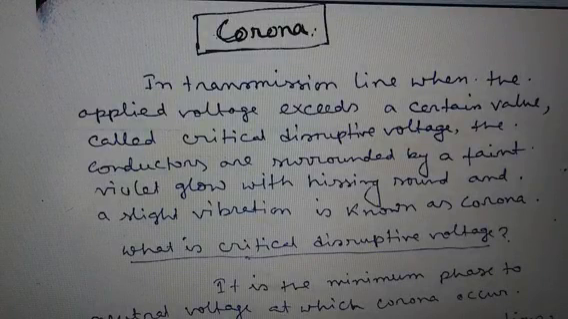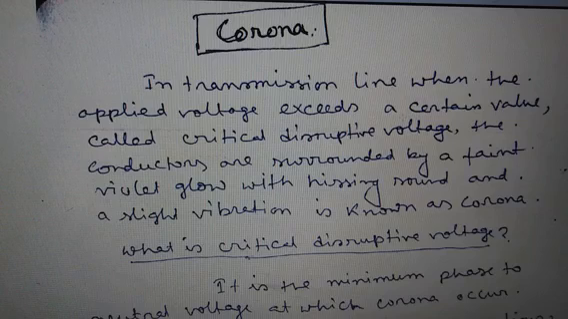My today's topic is corona. In a transmission line, when the applied voltage crosses a certain value called the critical disruptive voltage, the conductors are surrounded by a faint violet glow with a hissing sound and slight vibration, which is known as corona.